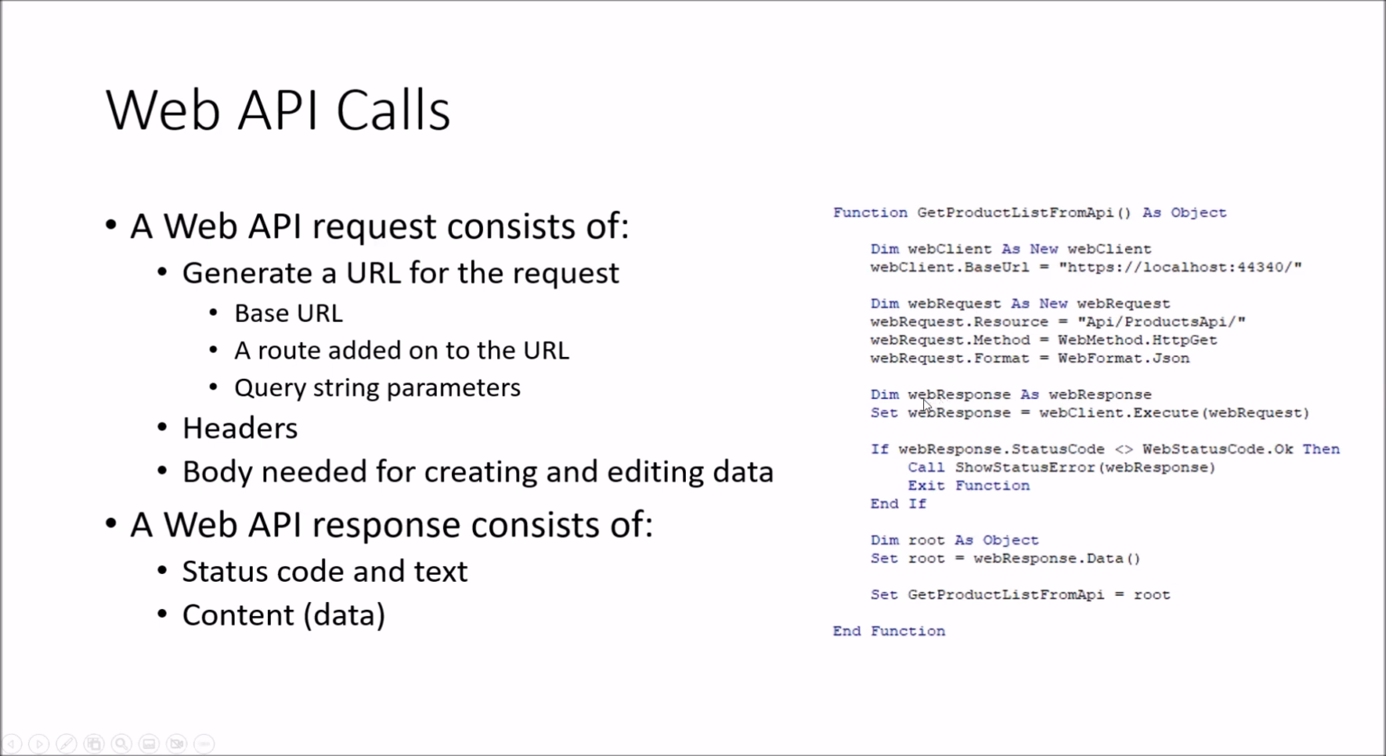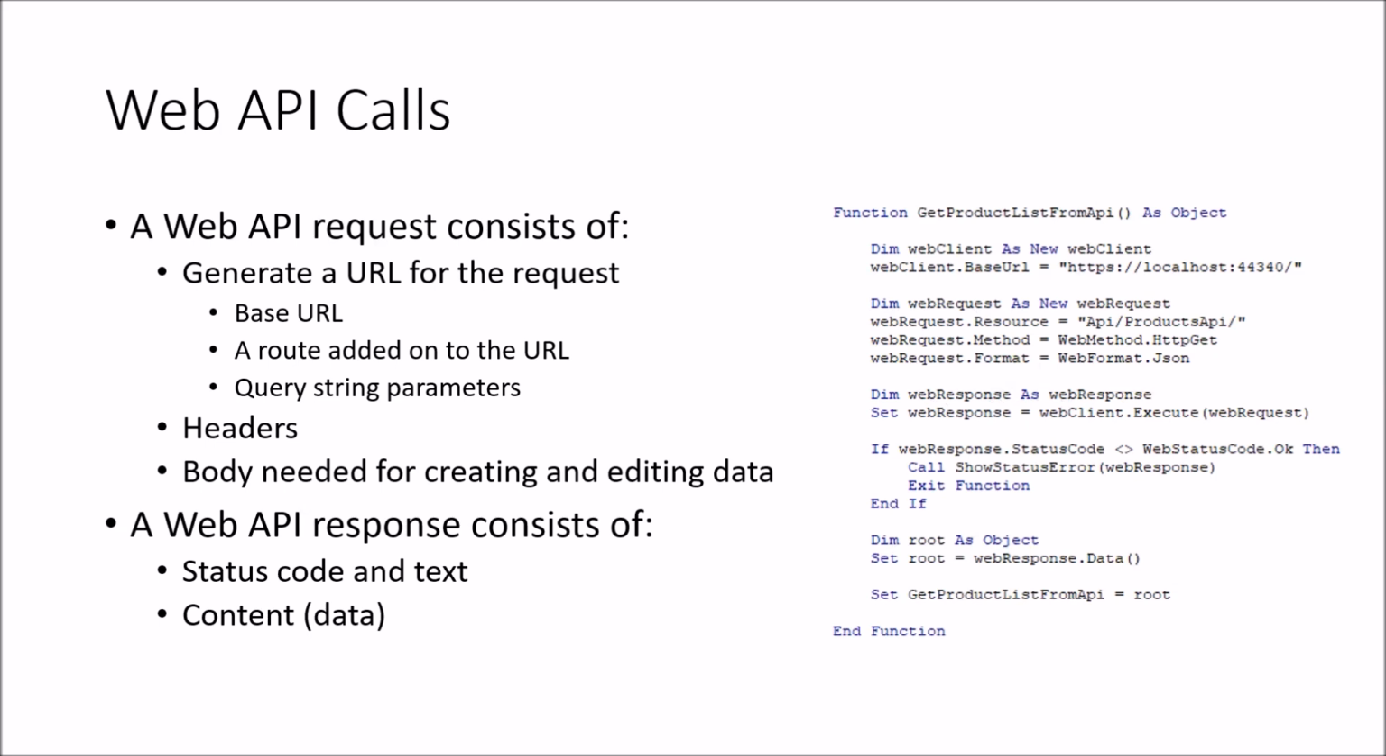We then dimension up a web response, and the web response is what is returned from web client execute, passing in the request. And that's pretty much all there is to it. So we have a base URL, we have a route to the API endpoint, we specify a method and a format that we want returned, and then we execute it. And the response that comes back is where our data is.